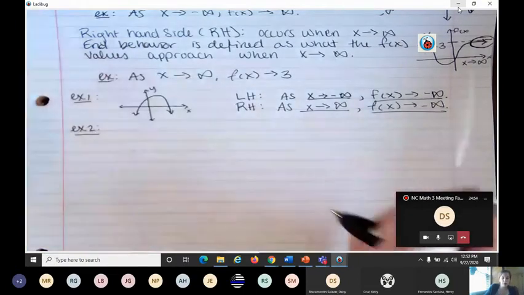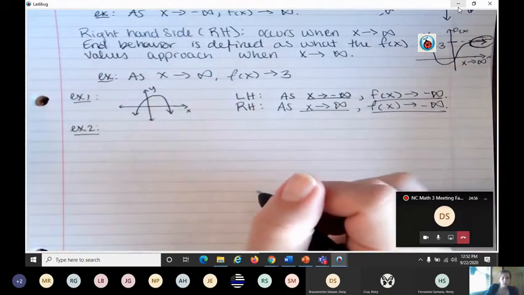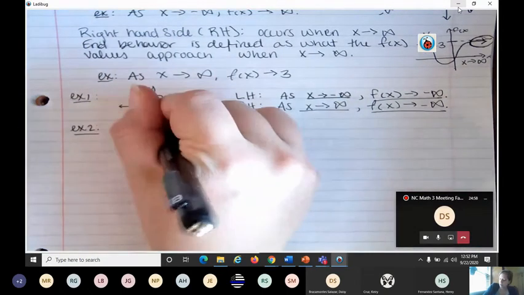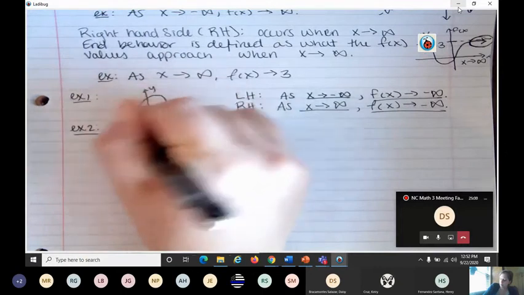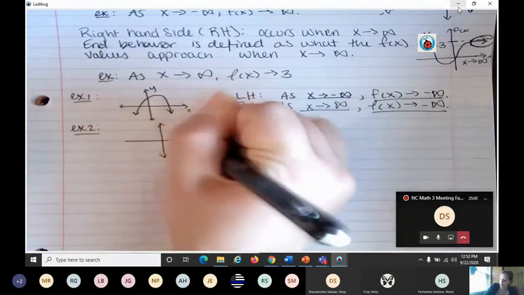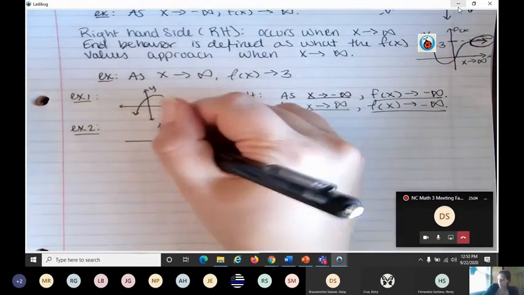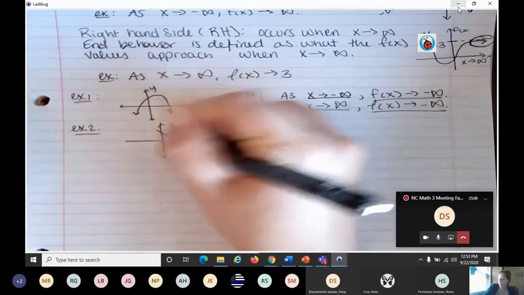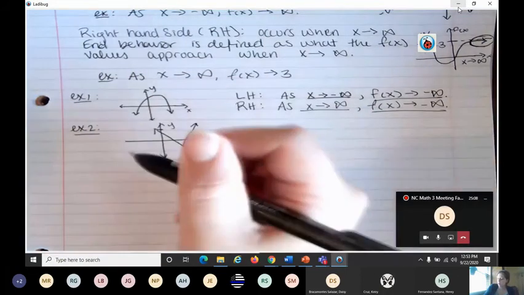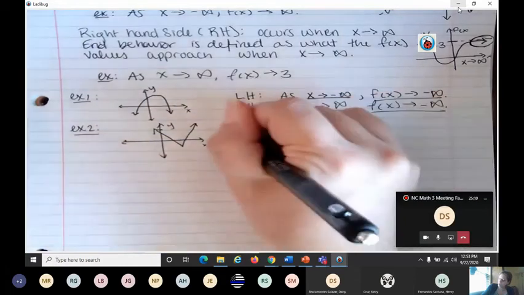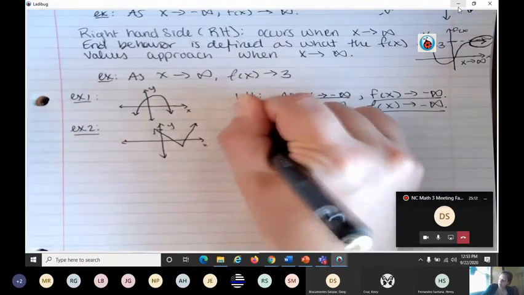So for example 2, let's do this. X, Y. Let's do an absolute value function. So we're going to do both the left-hand side behavior and the right-hand side.